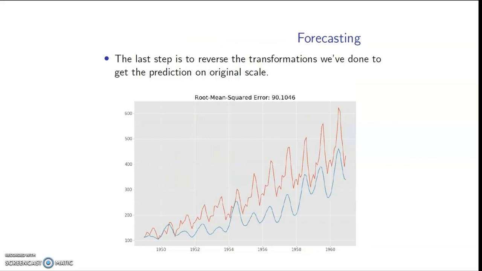So here is the forecasting. The last step is to reverse the transformations we have done to get the prediction on the original scale. So these are the graphs.